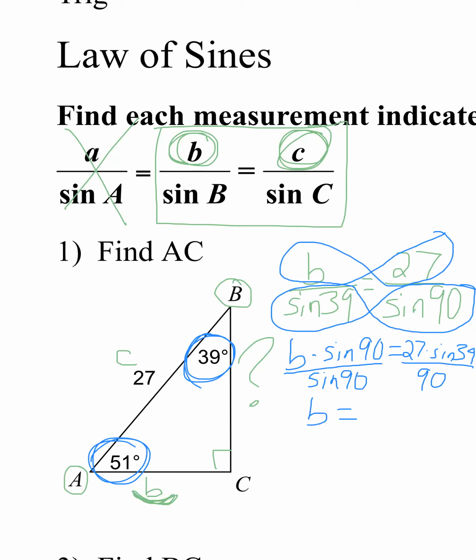Now I'm just going to put all this in on my calculator. I would do a parenthesis 27 times the sine of 39, close that parenthesis and then divide it all by sine of 90, divided by the sine of 90. And my answer comes out to be 16.99. So I'm just going to round that to 17.